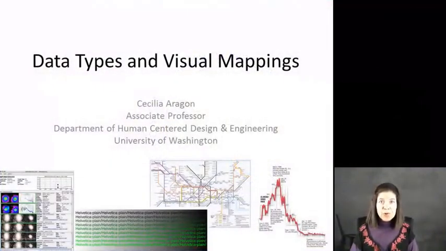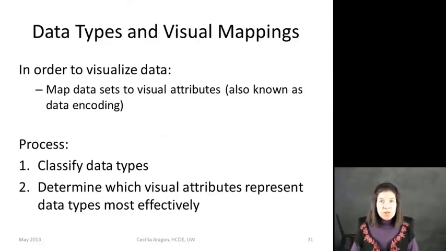In this lecture, we're going to talk about the heart of information visualization: data types and visual mappings. The central problem in order to visualize data is quite simple. We need to map data sets to visual attributes. This is also known as data encoding. And the process can be described in a very straightforward manner. One, you classify your data types. And two, you determine which visual attributes represent data types most effectively. Of course, the devil is in the details.